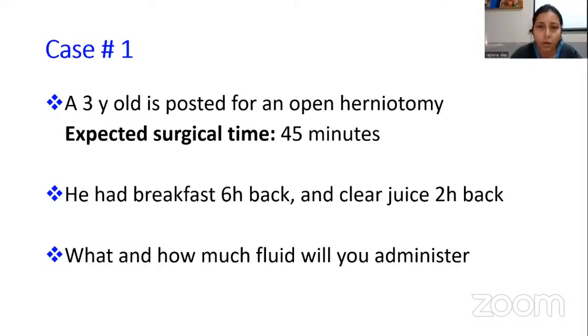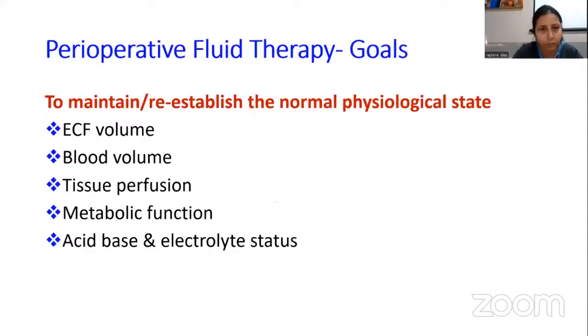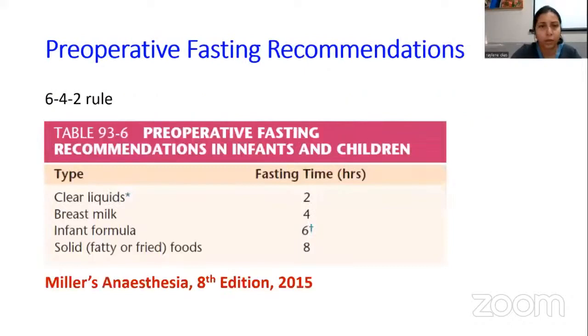The first case is a 3-year-old child who is posted for an open herniotomy. The expected surgical time is 45 minutes. He had breakfast 6 hours back, clear juice 2 hours back. What and how much fluid will you administer? First, let us see why we give perioperative fluid in the first place. We want to maintain or re-establish the normal physiological state, which includes the extracellular fluid volume and the blood volume. You want to maintain tissue perfusion and metabolic function, and you want to maintain or correct any acid base and electrolyte abnormality if it was already there preoperatively.